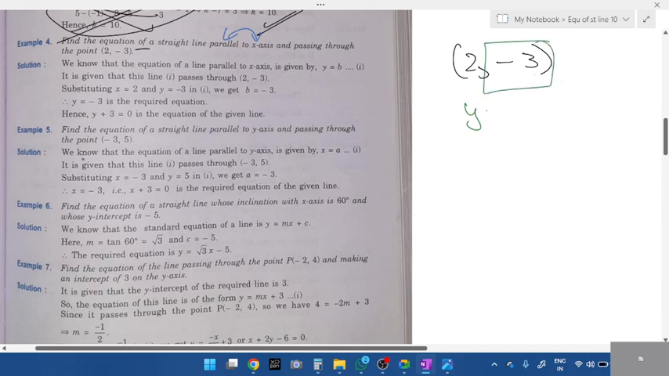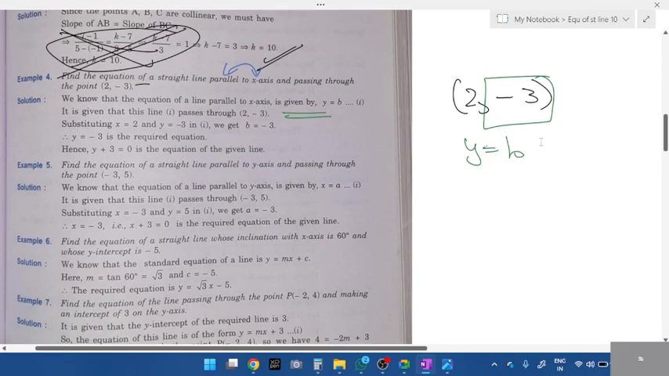So we know that, see, I'll show you all this. We know the equation of parallel, which question? Fourth question. We know that the equation of a line parallel to x-axis is given by y is equal to b. b is nothing but the second value, students. Here they consider this as a and this as b. y is equal to b.